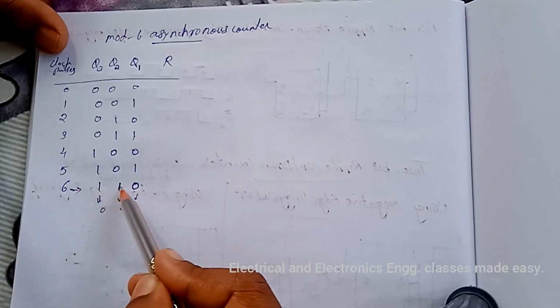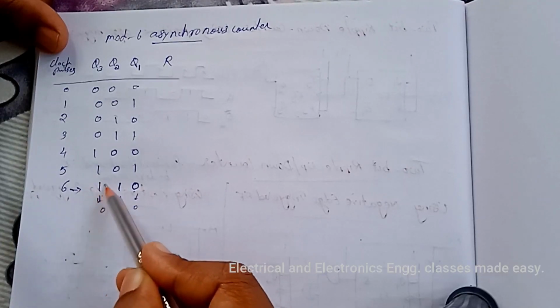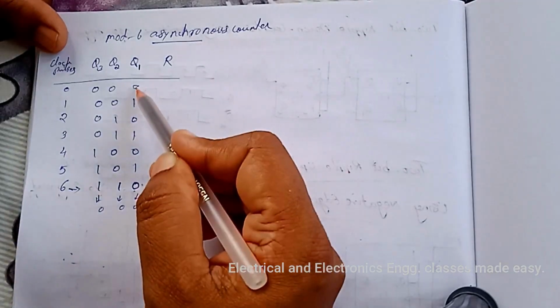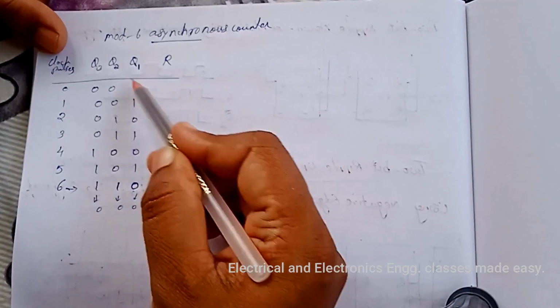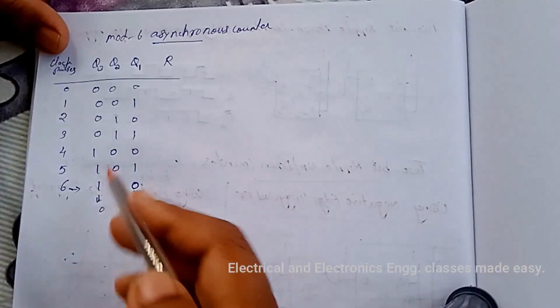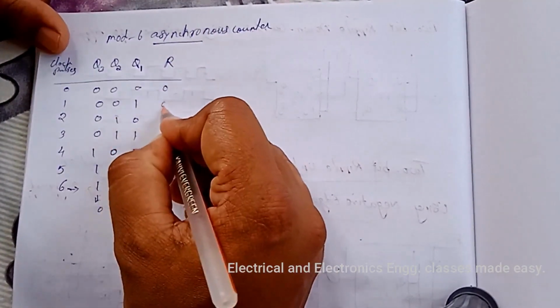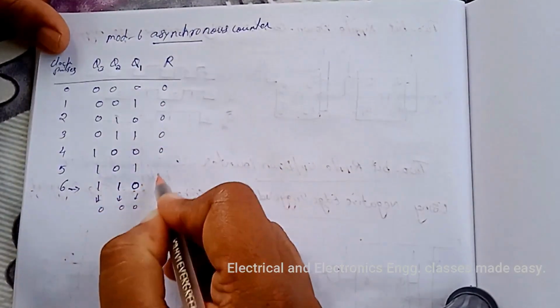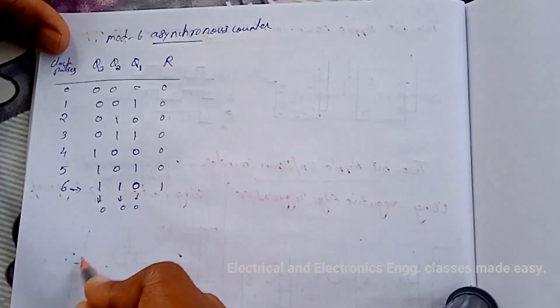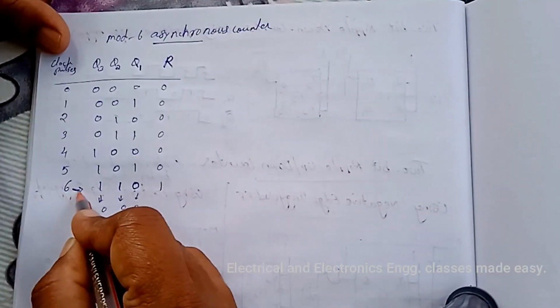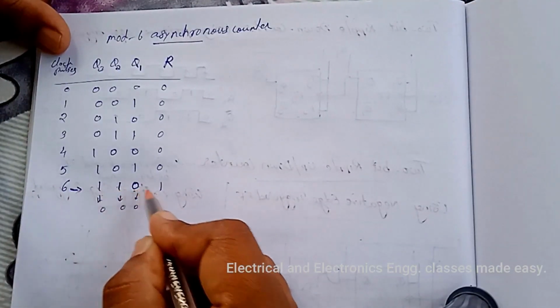For that, when the sixth clock pulse comes, we have to reset these two values to 0. Then only we get the first value 000. So here R is 0, 0, 0, 0, 0, 0, 1. That is, this R value for this state, that is 110, should be 1.